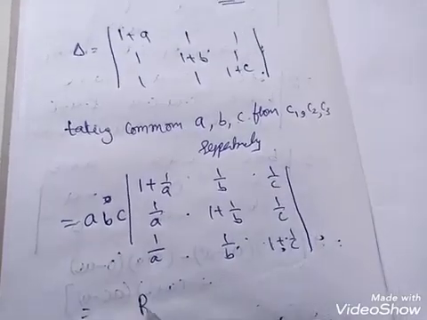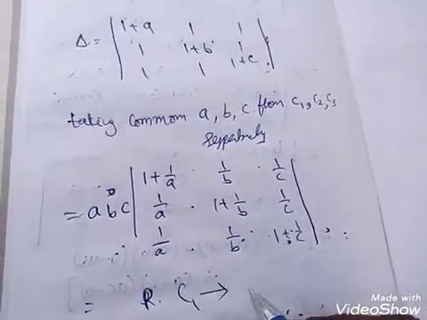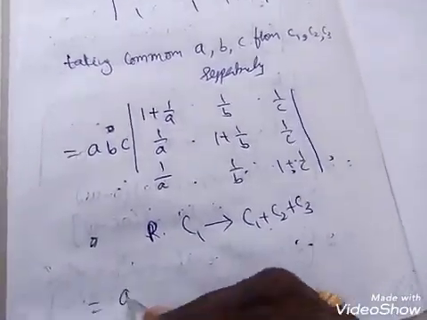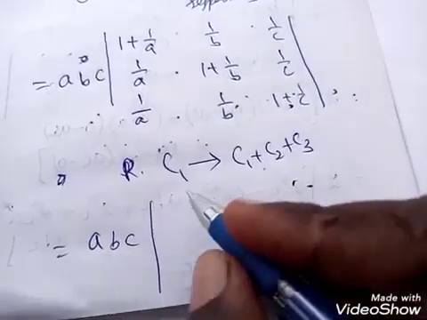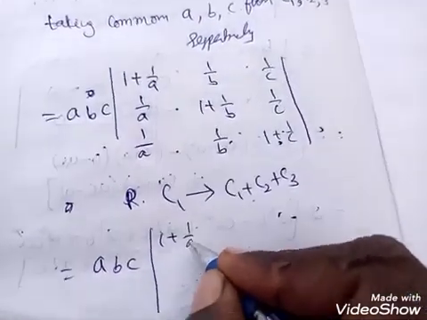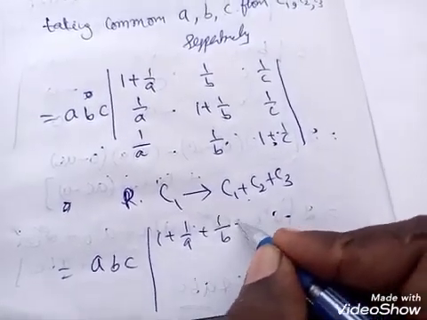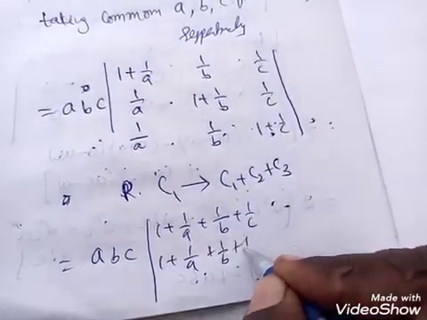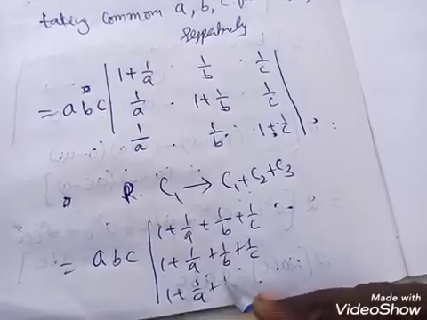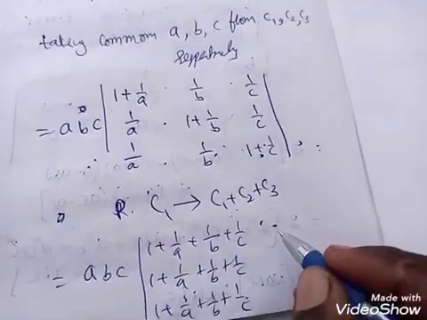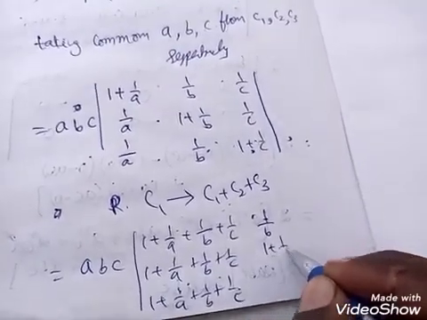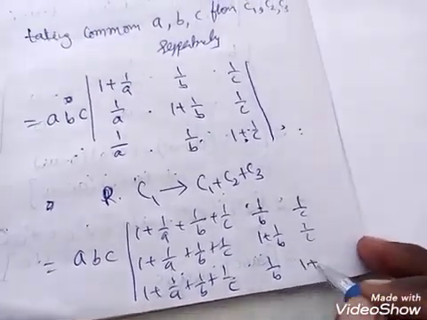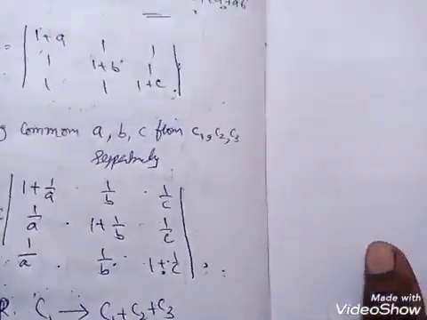Now simple logic, go for that. That is the operation C1 gives rise to C1 plus C2 plus C3. Then what you are going to get, observe there: abc into 1 plus 1 by a plus 1 by b plus 1 by c. Here also 1 plus 1 by a plus 1 by b plus 1 by c, and again the same. Remaining 2 as it is: 1 by b, 1 plus 1 by b, 1 by b; 1 by c, 1 by c, 1 plus 1 by c.